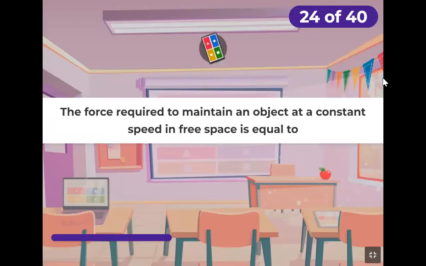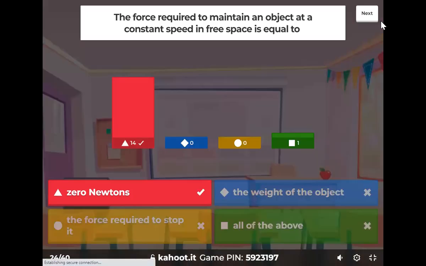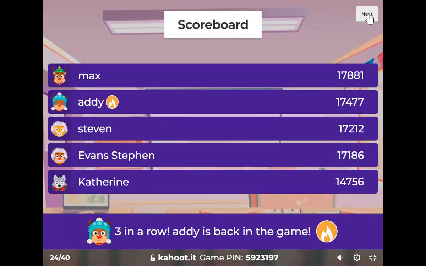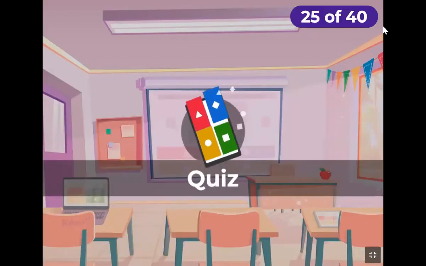Force required to maintain an object at constant speed in free space is equal to... Hey, this sounds like Voyager in space. 0 newtons. Oh yeah, 0 newtons. Just inertia. Just going. Right, Melissa, Steven, Addie, Max.